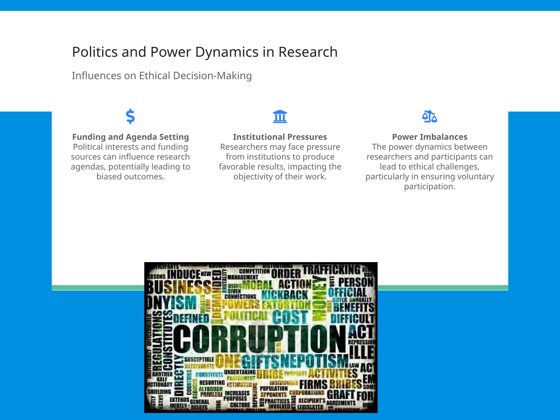There could be institutional pressures. So researchers often face pressures from their institutions to produce results that align with the institution's goals or values. And this can lead to ethical challenges, particularly when the pressure is to produce favorable or expected results rather than allowing the research to be guided by the evidence. So, upholding ethical standards requires resisting these pressures and prioritizing the pursuit of truth over institutional expectations.